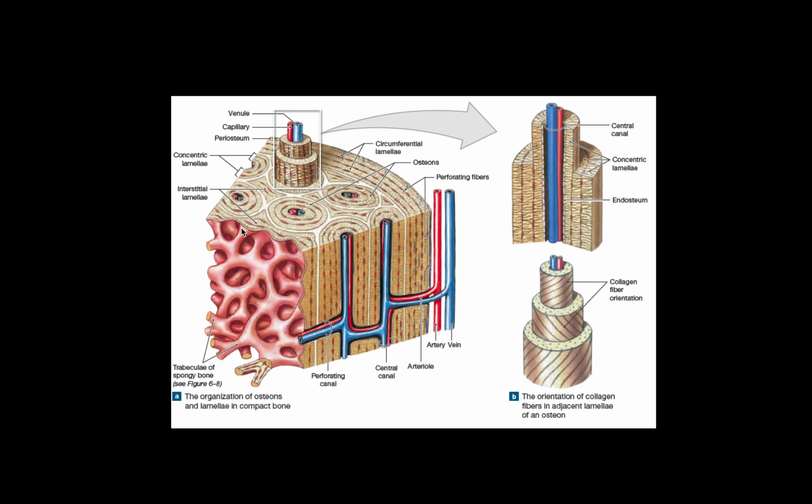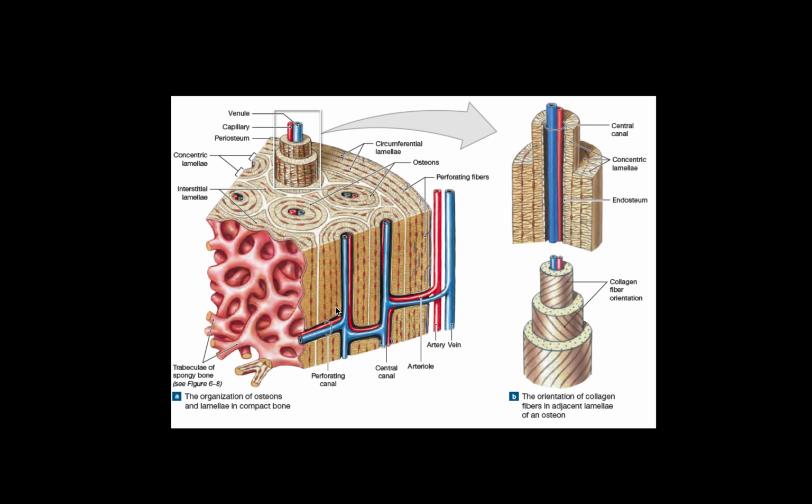And the interstitial lamellae is where the osteocytes are. That's where they are held in the lacunae, and those are connected by the canaliculi. You can't really see it here, but the canaliculi are tiny channels that help the cells communicate with each other and also provide nutrients to each other.